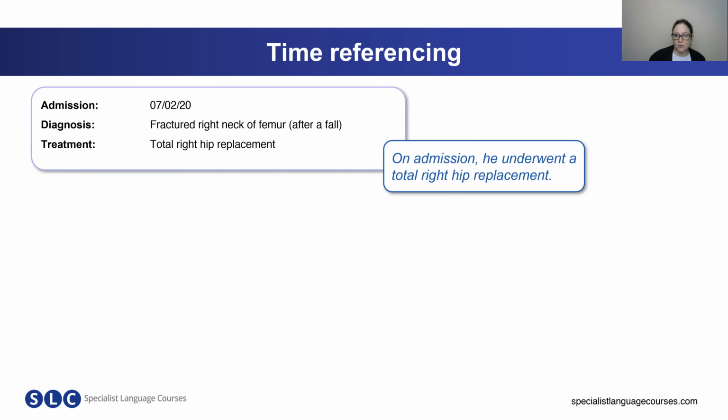Have a look at these extracts from a set of case notes and look at the phrase that's written here. On admission, he underwent a total right hip replacement. So here the phrase on admission expresses when the action happened. Now we've probably already mentioned the date of admission, maybe in the previous paragraph. Perhaps we said he was treated for fractured right neck of femur, for example, following a fall. We then want to talk about what happened in hospital. And so we would say, what happened on the day of admission? Well, on admission, he underwent a total right hip replacement.